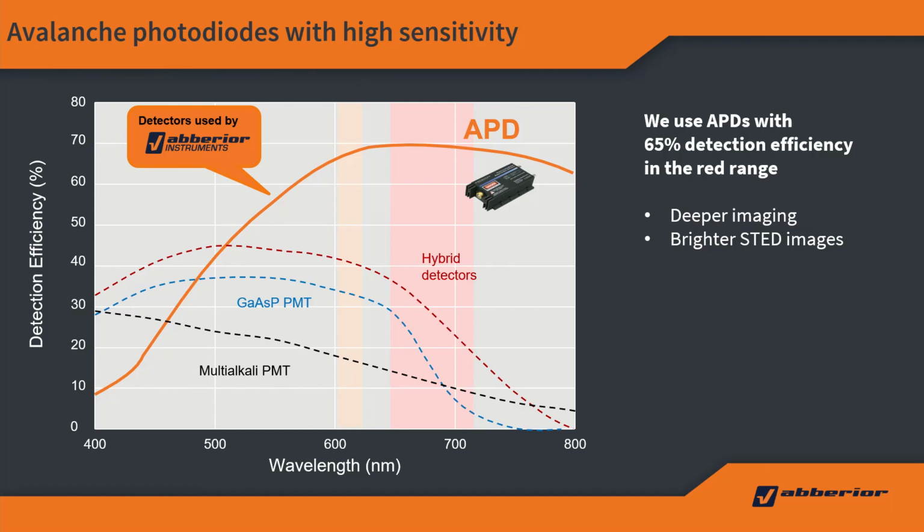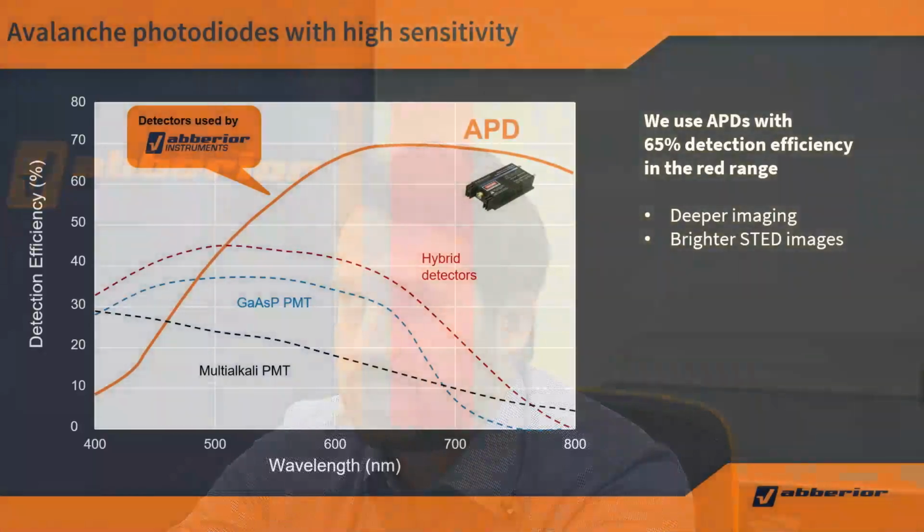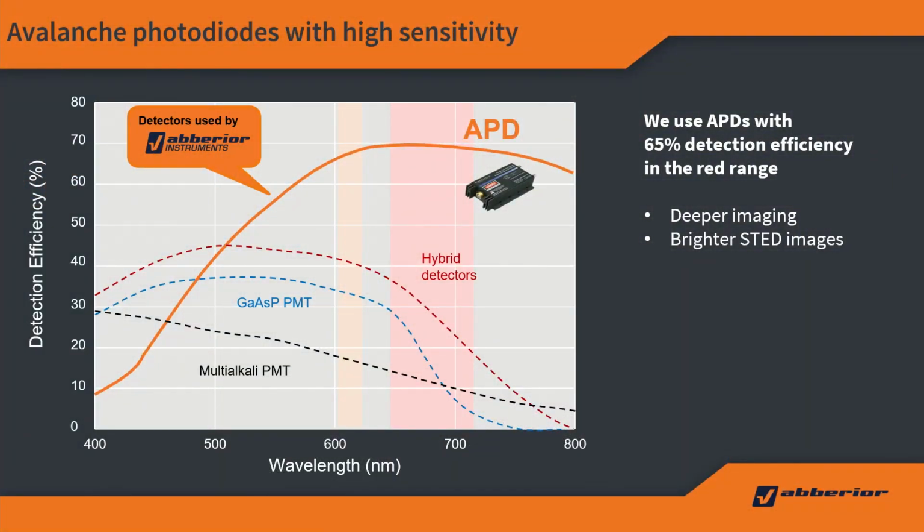The detectors are APDs, so avalanche photodiodes. We are using these because they're especially efficient at detecting light. That's important, as Kat mentioned, to go deeper into your samples, for example, and also to get a very bright STED image. And our APDs are superior to most detectors in detection efficiency in the red range, and in the green range they're at least on par, if not better as well.